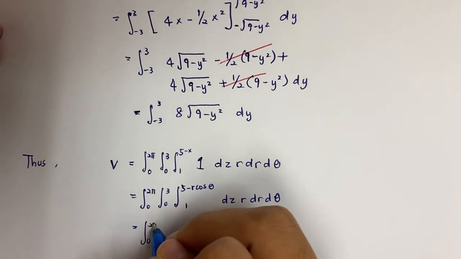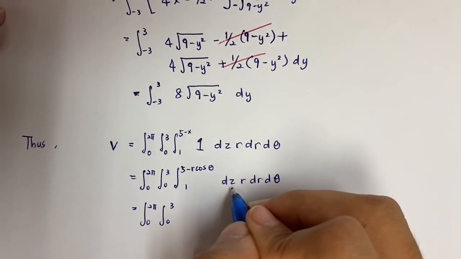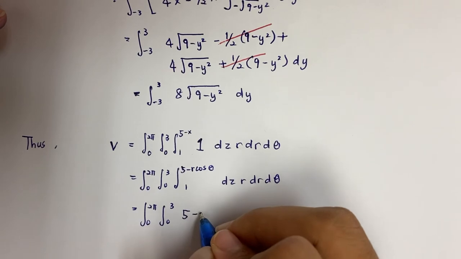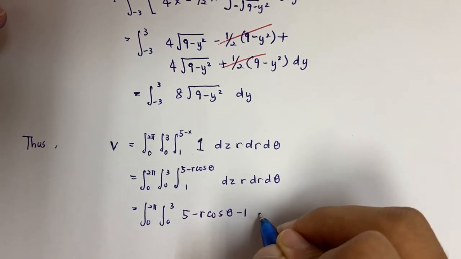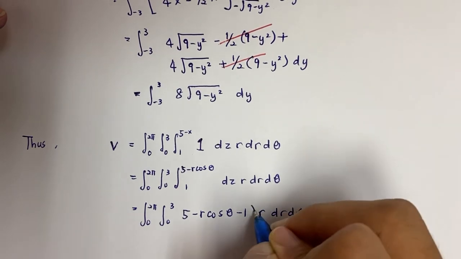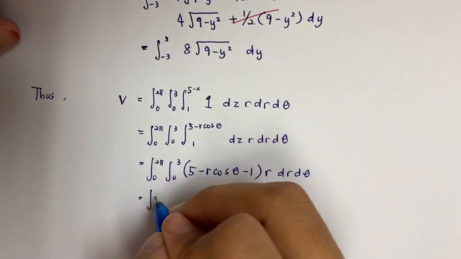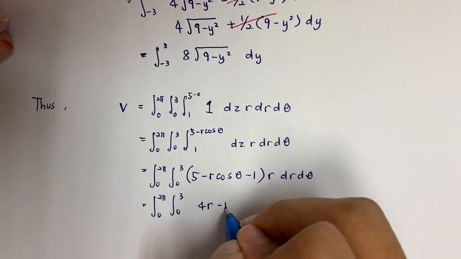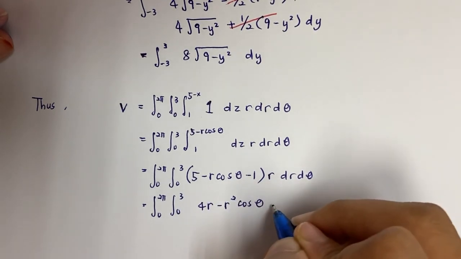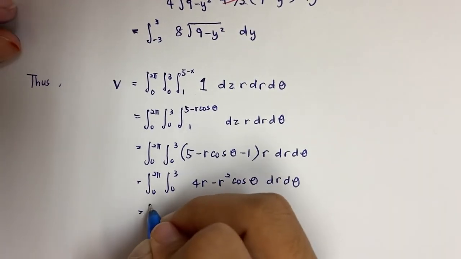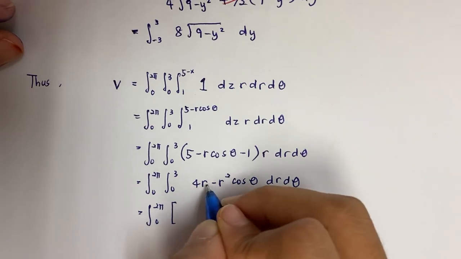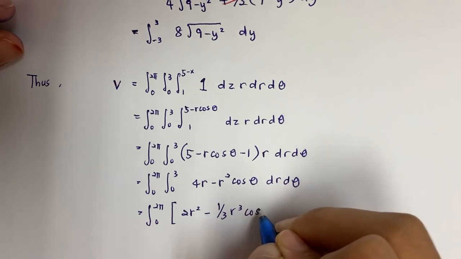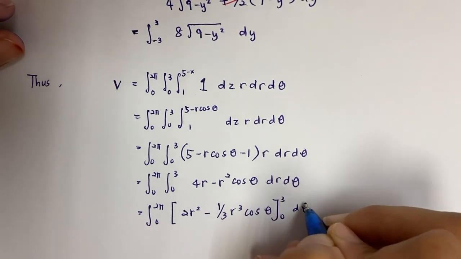For this one, we have 0 to 2 pi, 0 to 3. Integrating 1 with respect to z gives z. So we substitute z: 5 minus r cos theta minus 1, times r dr d theta. This equals 0 to 2 pi, 0 to 3, 4r minus r squared cos theta dr d theta. Then integrating 4r, we have 4r squared divided by 2, which is 2r squared, minus one third r cubed cos theta. The limit for r is 0 to 3.